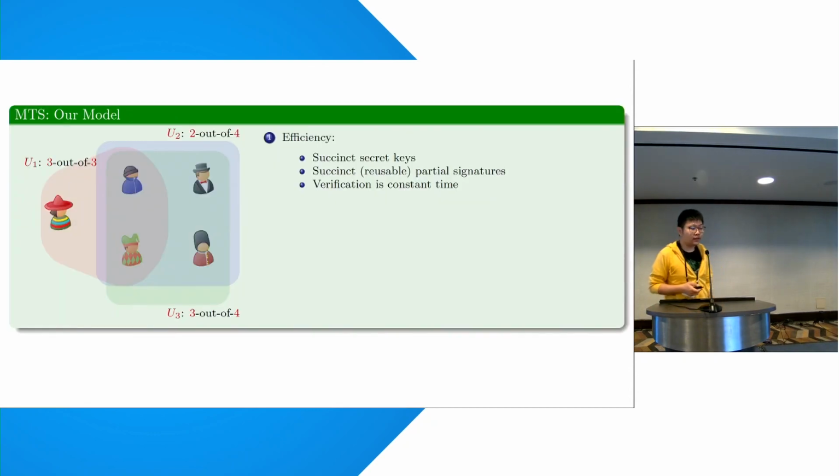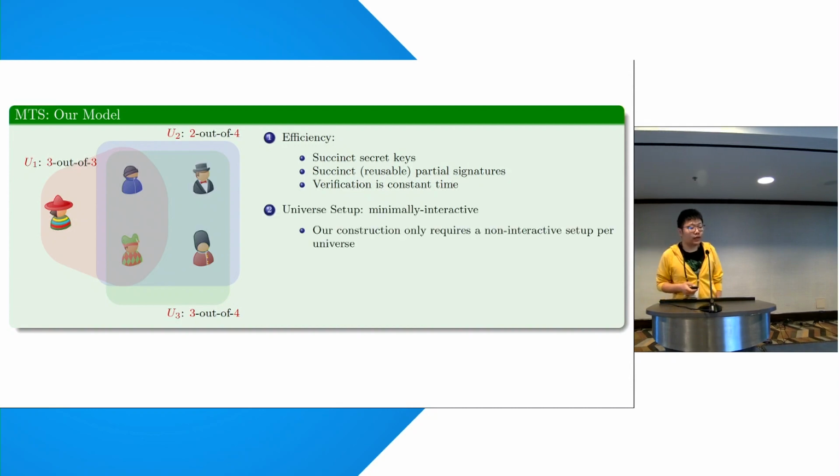Let me first elaborate more on our model, with some more details. As I said, the crucial efficiency requirement is that the secret key for each party should be succinct, and also the partial signature should be short. Moreover, we require that the verification time and the aggregate signature should, just like a threshold signature, be of constant size.